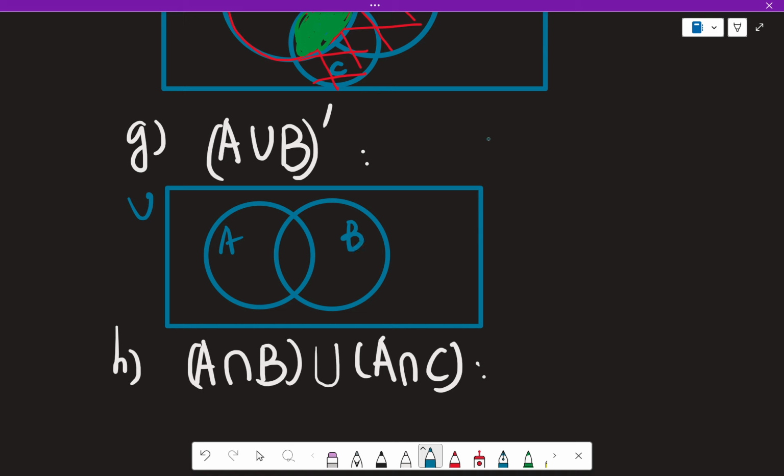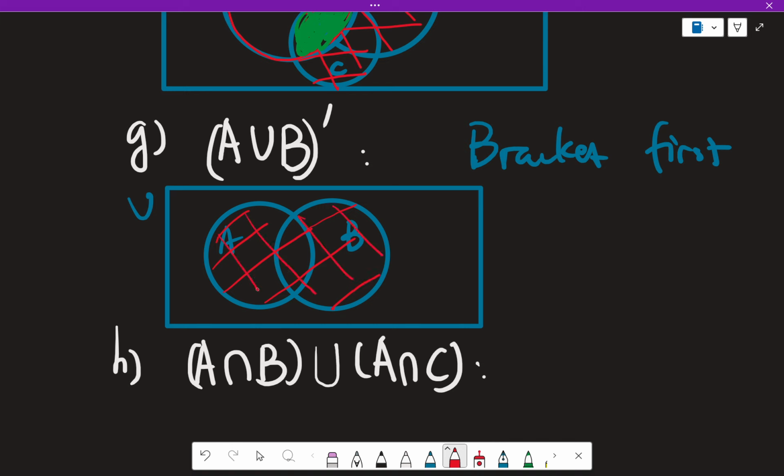So still, we work from the bracket first. So bracket first. What is A union B? That is the area if we unite the two sets together, just like this. This should be fairly simple. And what is its complement?